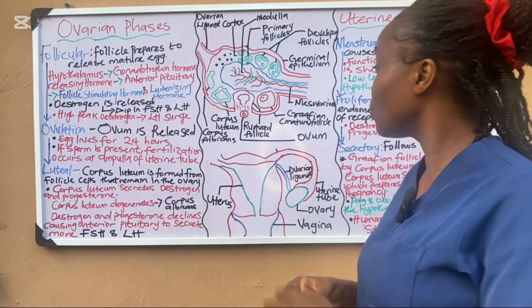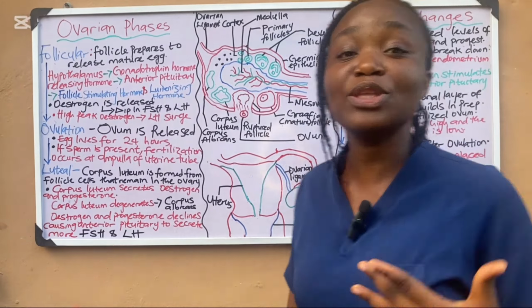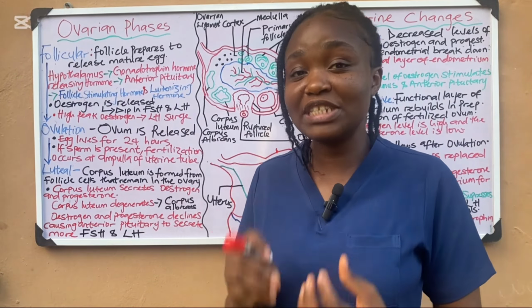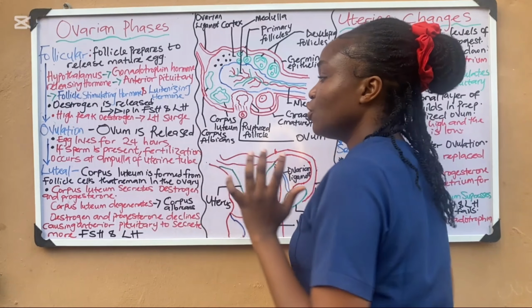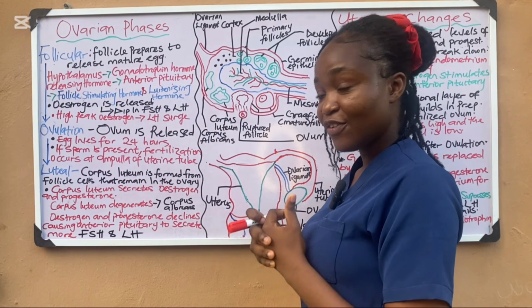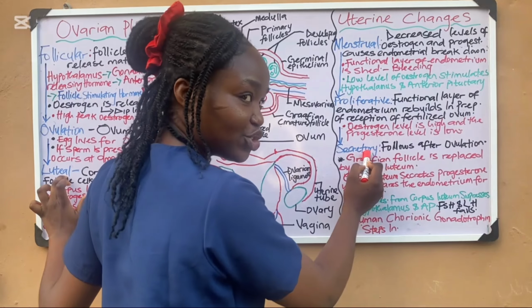And when the sperm meets up with the ovum, fertilization can be done. And from fertilization, we can then begin to talk about implantation of this developing embryo at the uterus. So finally, we'll be looking at the luteal phase. The luteal phase works hand in hand with the secretory phase.